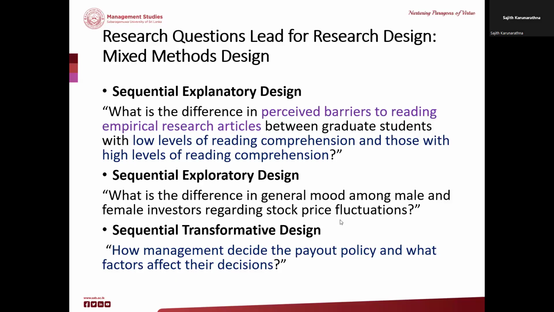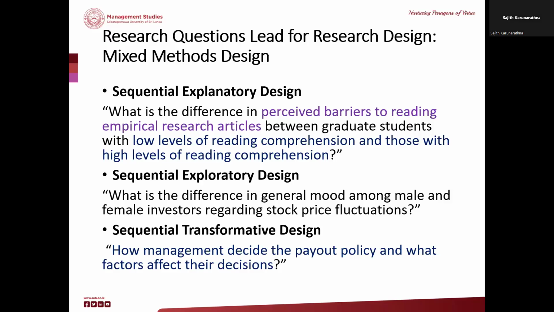So first, we conduct a quantitative phase in order to determine the high level of reading comprehension and low level of reading comprehension. Then a qualitative study. Second, we will do some qualitative interviews in order to see what the perceived barriers are to reading empirical research articles. So there can be a difference in both groups. Then as the third stage, you can do a quantitative research again to see the difference. That is threefold again, 3 stages are there. But it is a sequential explanatory.